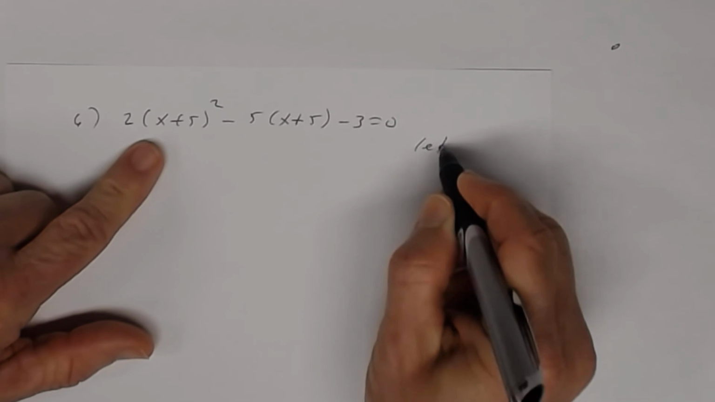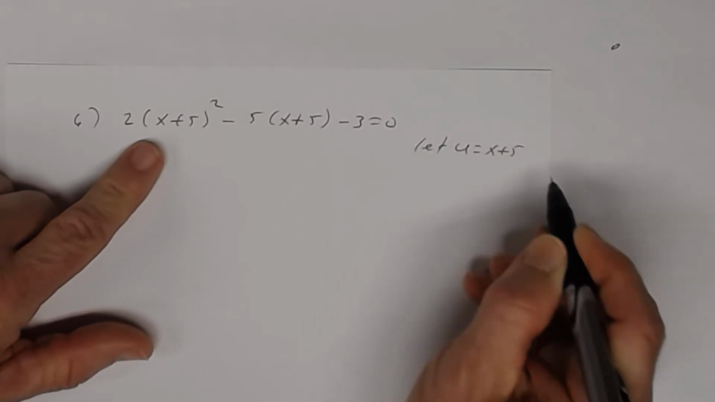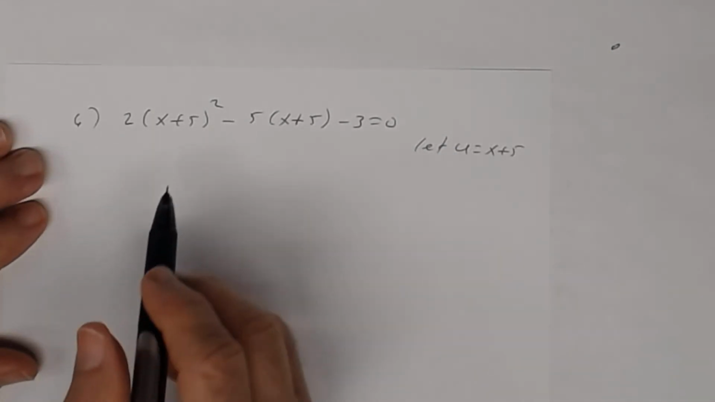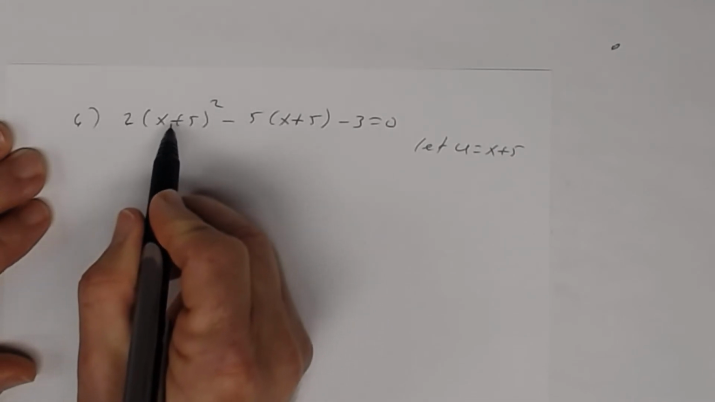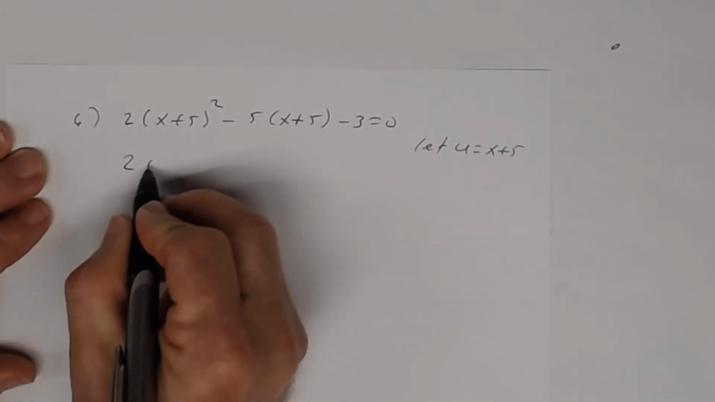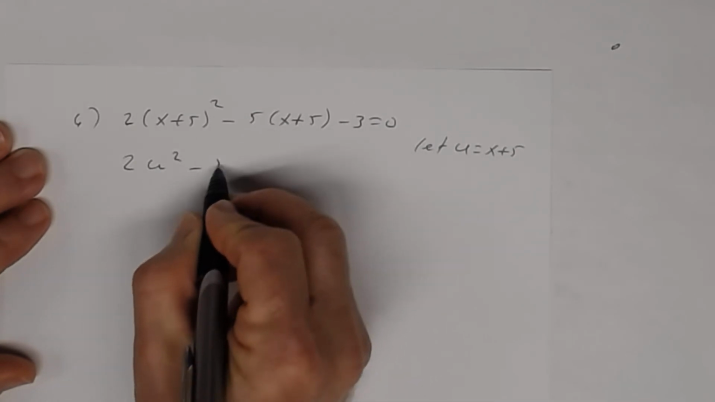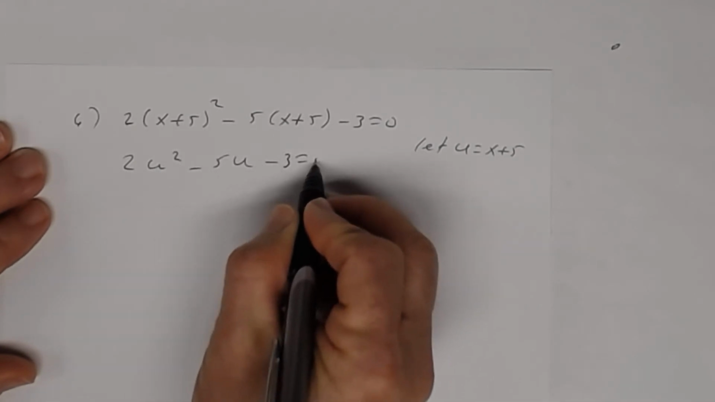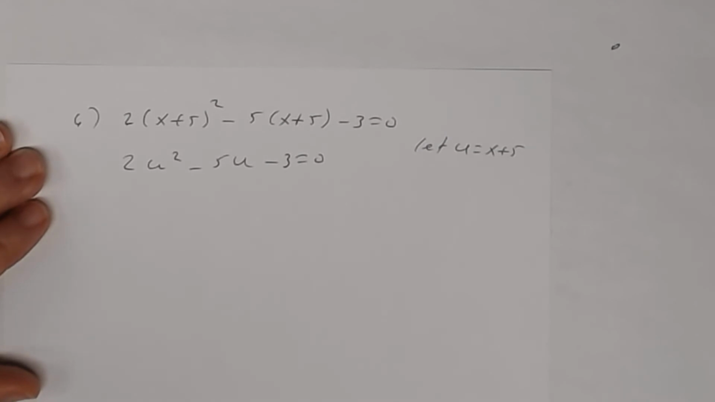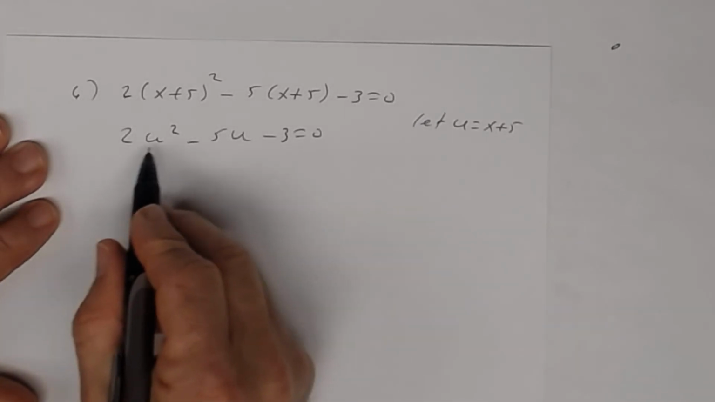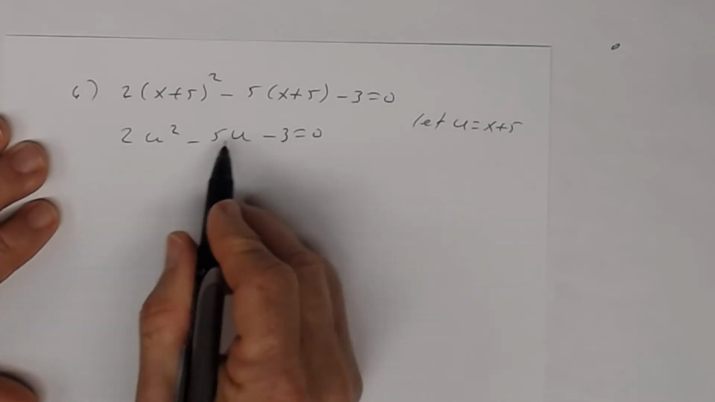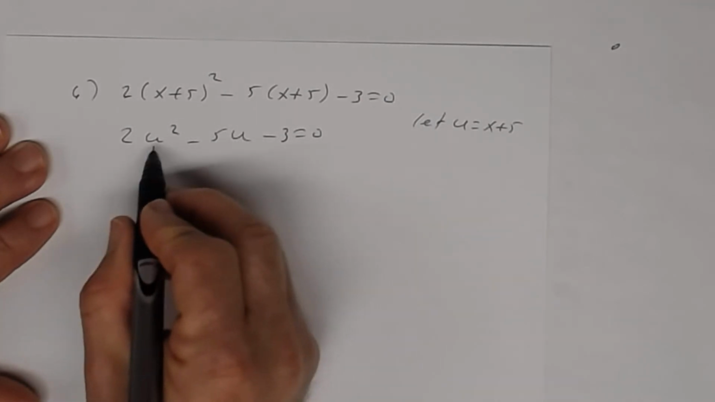So we're going to let u equal x plus 5. And when I let u equal x plus 5, I get 2u squared, right? 2u squared minus 5u minus 3 equals 0. That's what I get. All right, now let's go ahead and factor. We're going to solve this quadratic equation with the variable u by factoring this.